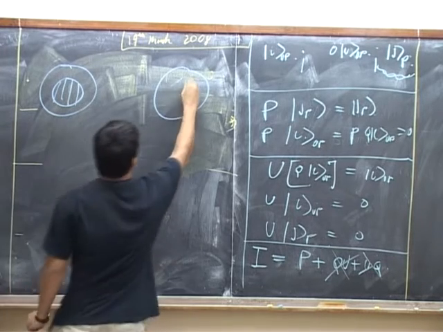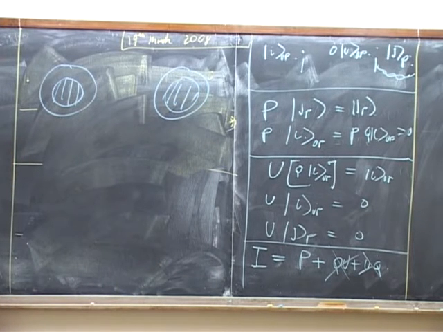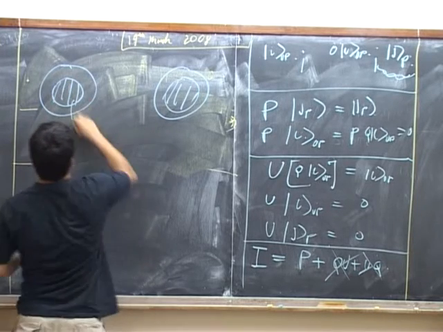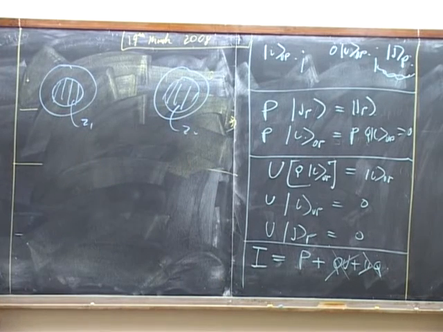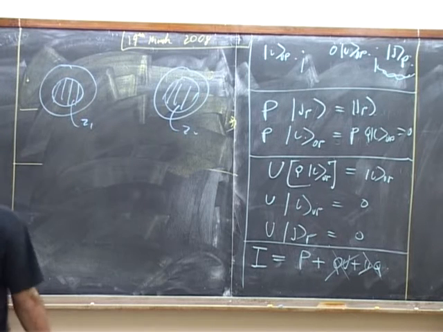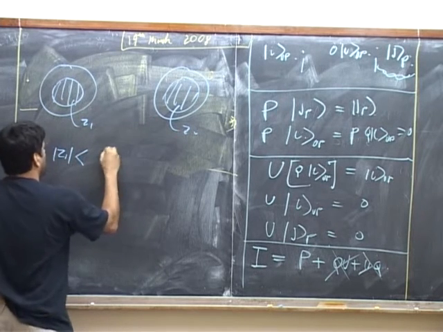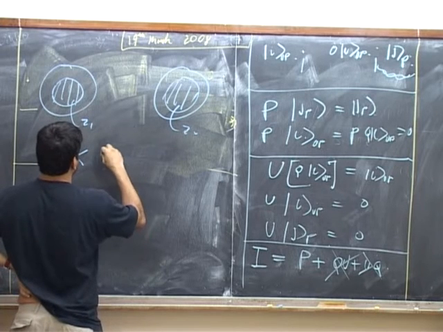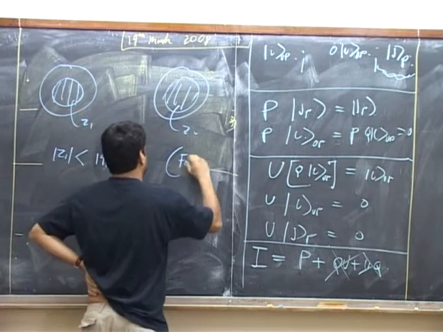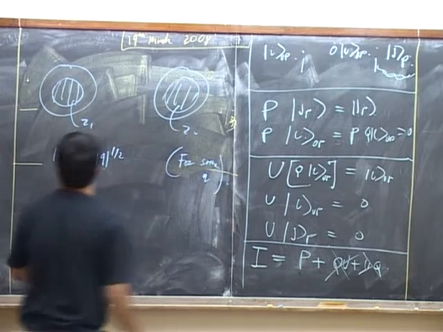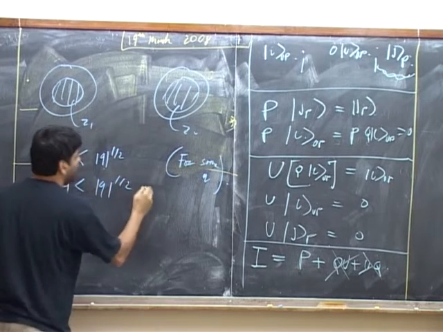And consider another patch here, which has the same form. Let's call this the Z1 coordinate patch, and this the Z2 coordinate patch. Let's say this coordinate patch is defined up to |Z1| less than |q|^(1/2) for some q. And similarly, the other coordinate patch is defined up to |Z2| less than |q|^(1/2), for the same q.